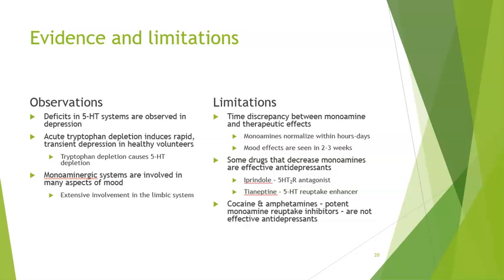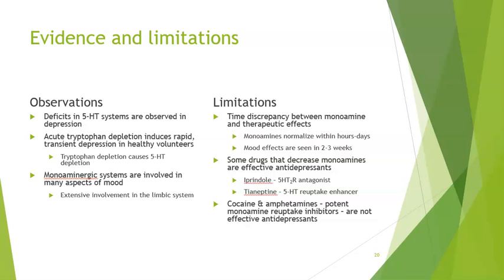Well, first we see that deficits in serotonin are observed in depressed patients. We also saw that acute tryptophan depletion induces a rapid transient depression in healthy volunteers. So we can cause these depressive symptoms by depleting tryptophan, which is the precursor to serotonin. And then finally, monoaminergic systems are involved in many aspects of mood. So we see that there's an extensive involvement in the limbic system specifically.